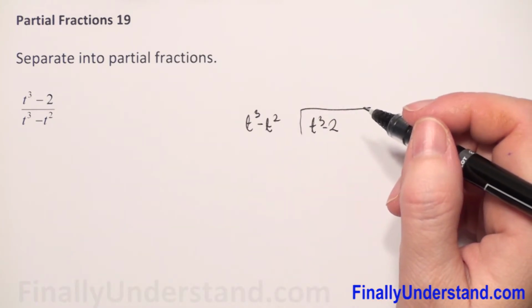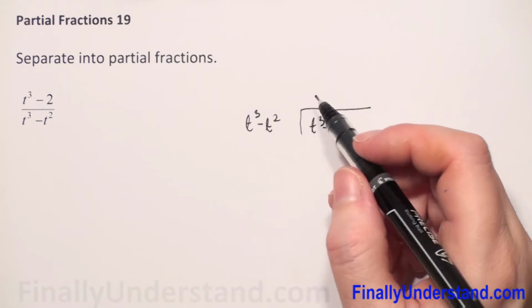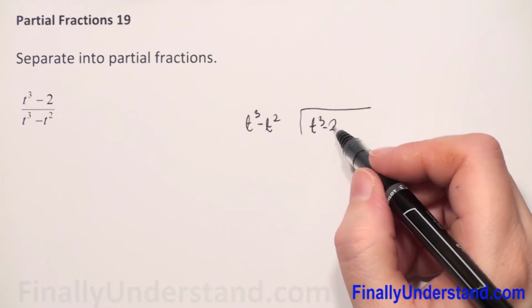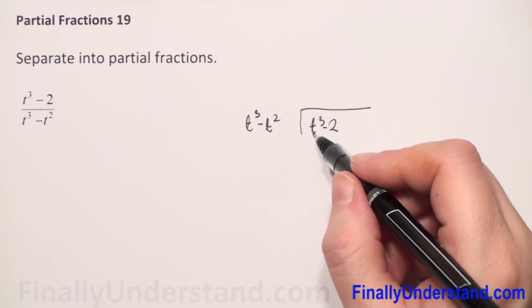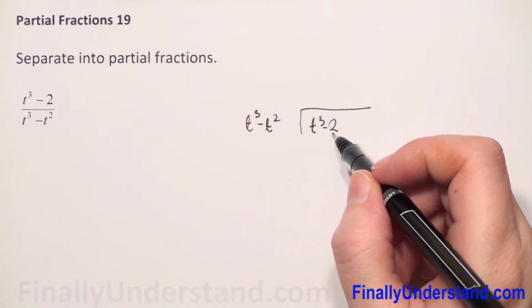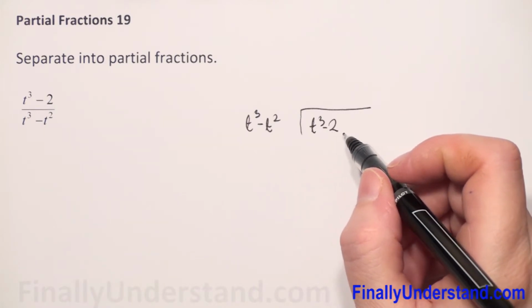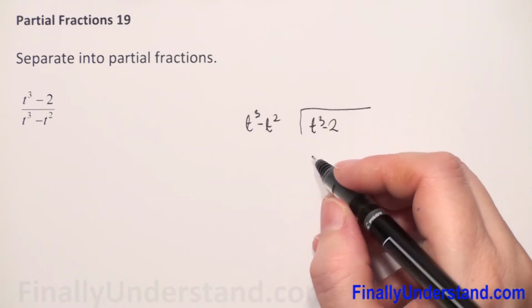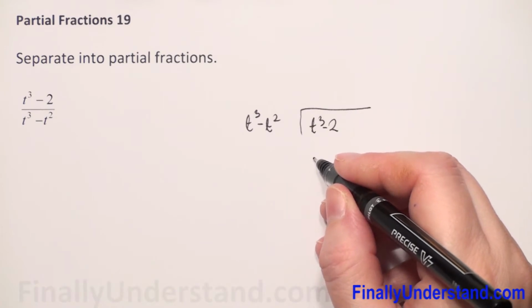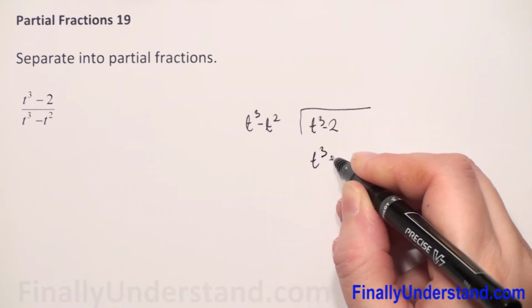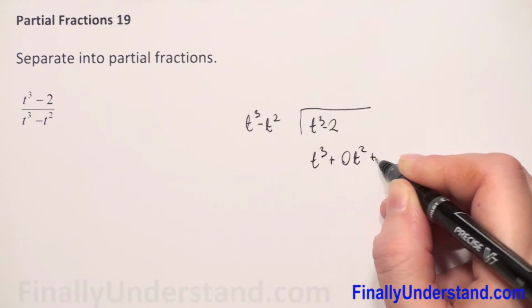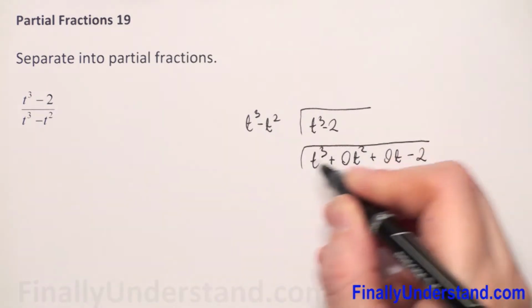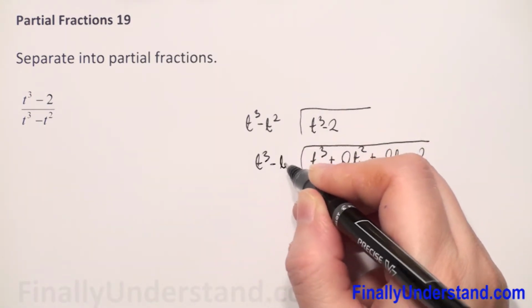So how do we do this? First, because we have t squared here and t cubed there, and next is only a constant, I will fill in the terms t squared and t with 0 coefficients, so it will be easier to do the division. So let me copy the example one more time. We have t cubed first, then 0 t squared and 0 t, and we have negative 2. We have to divide by t cubed minus t squared.